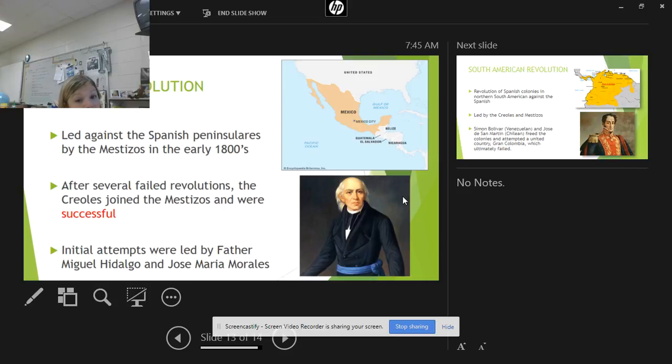Unfortunately, it will be unsuccessful, and him and his fellow father, Jose Maria Morales, will be killed in the first fighting. But eventually, the Creoles will decide that they want to get rid of the Peninsulares and the Spanish influence as well. So they will join the fight, add their money and weapons, and they will eventually be successful in about 1824. So although Father Miguel didn't live to see the end and the freedom of the mestizos and the Mexican people, it will be successful by about 1824.